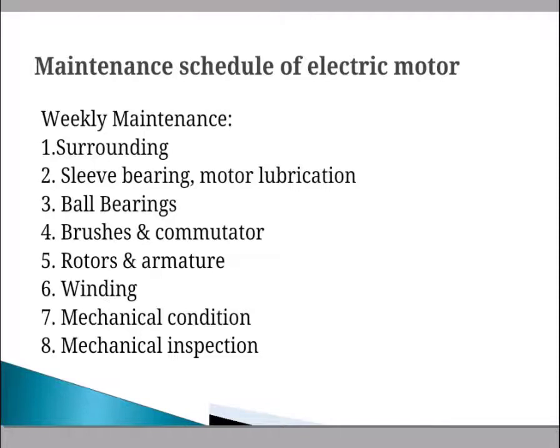Next one is the rotor and armature. The uniformity of the air gap in the motor should be checked in motors where sleeve bearings are used. Then we have to check the winding. If dust particles are observed in the winding, then we have to blow them off with blowers. Clean the dust with a dry cloth. Note the moisture content in the winding. If noticed, then dry them.